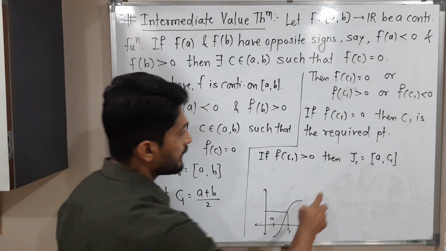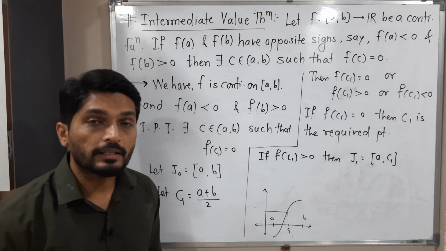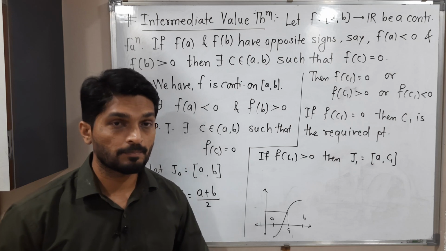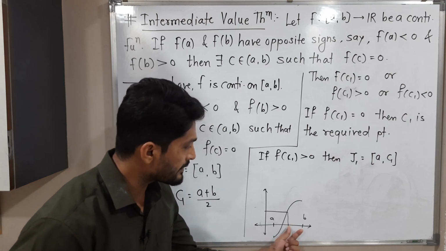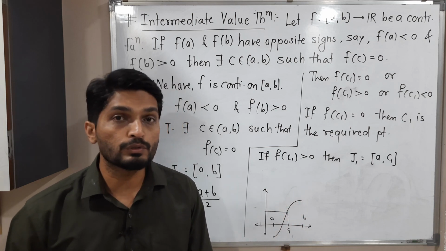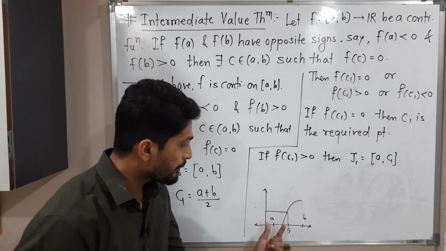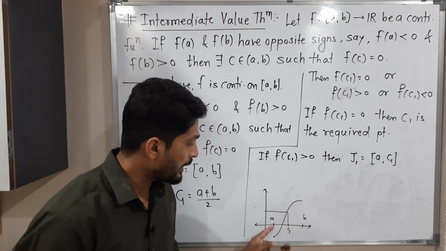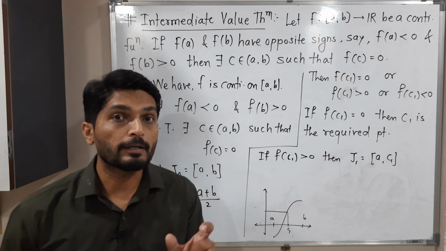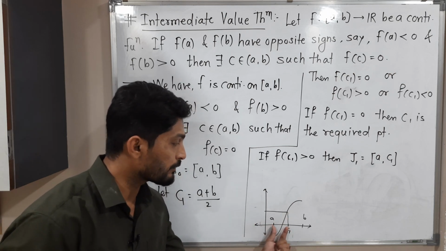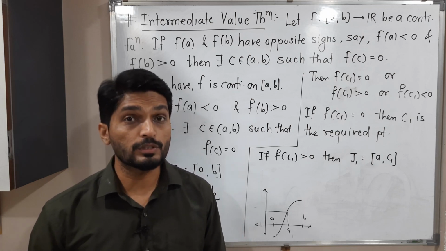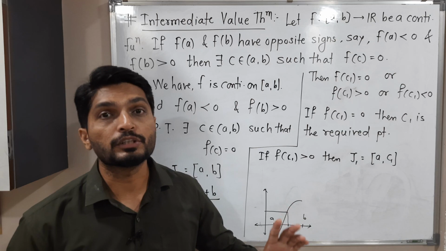So my next interval is A comma C1, since the condition is that at the end points of the interval the function should have opposite signs. In these intervals, at C1 the function is positive, at B also the function is positive, so we should not consider that interval. But if you consider this sub-interval, at point A the function is negative, and at point C1 the function is positive. That means at the endpoints of this sub-interval the function has opposite signs. So that's why that will be my next interval J1.